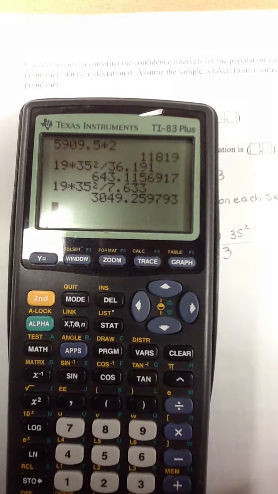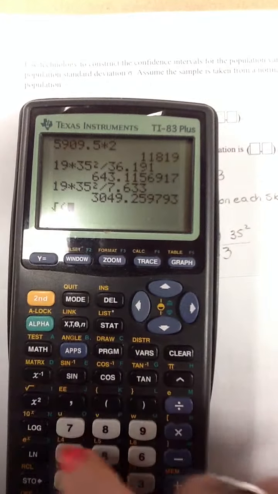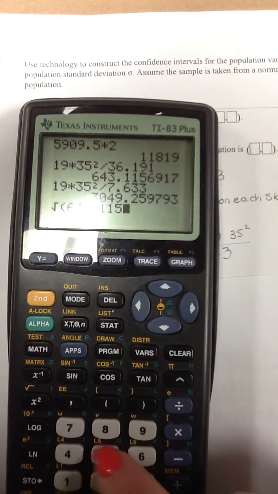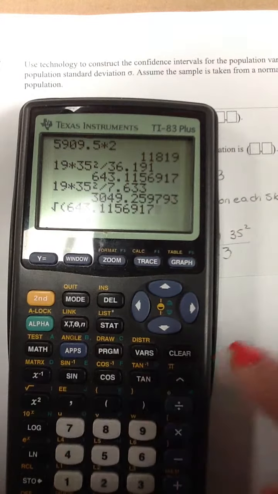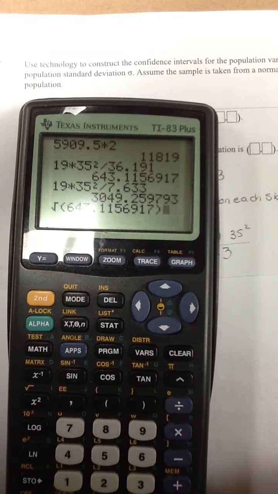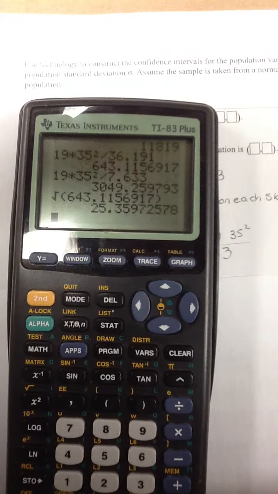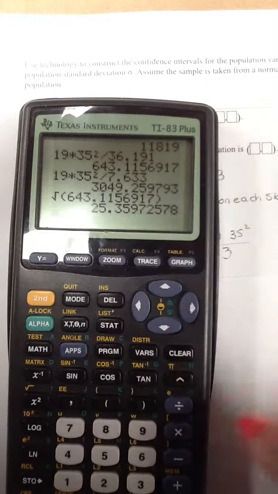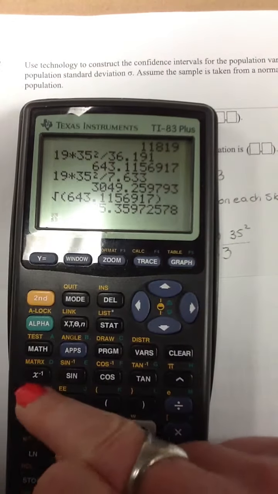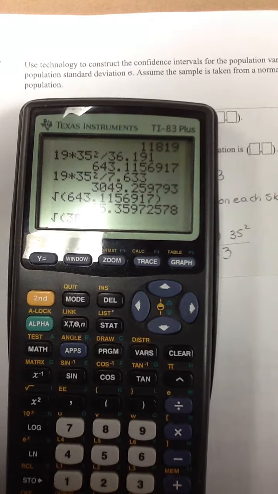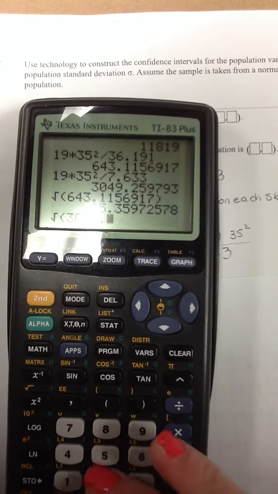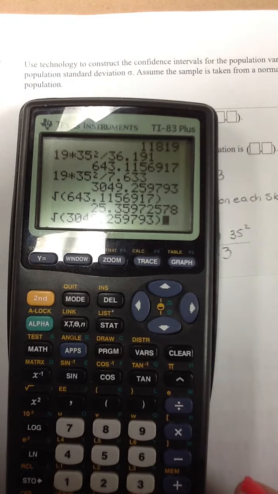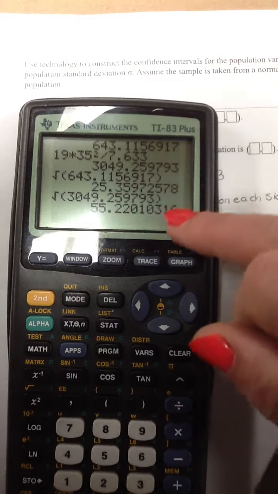And for my standard deviation then, I would just take the square root of 643.1156917. Just to make sure I don't make a rounding error, I want to make sure I put that whole thing in there. So this would be my left bound on my standard deviation, and then I would take the square root of the next value, 3049.259793, and that will be my standard deviation for the right bound.